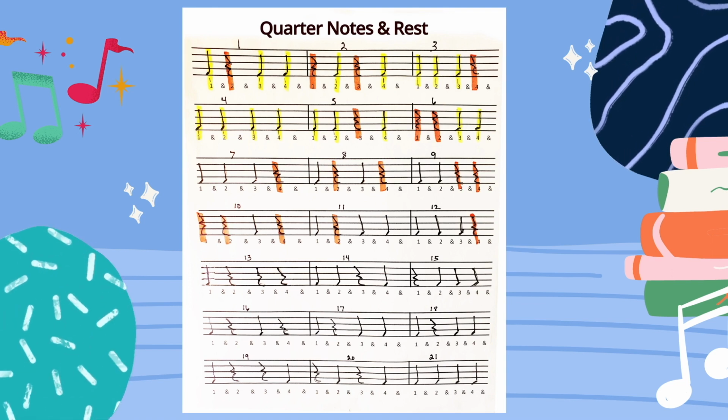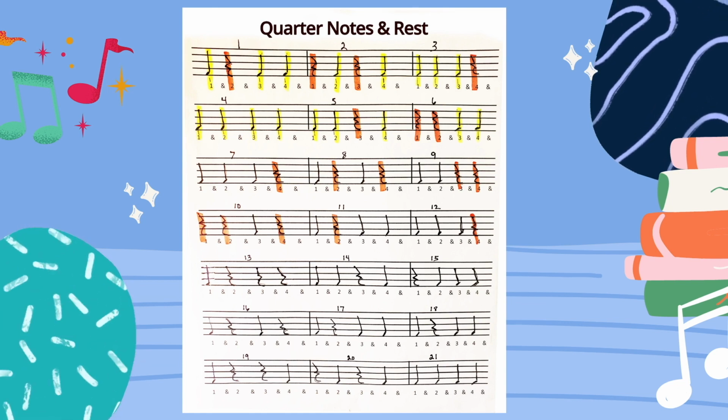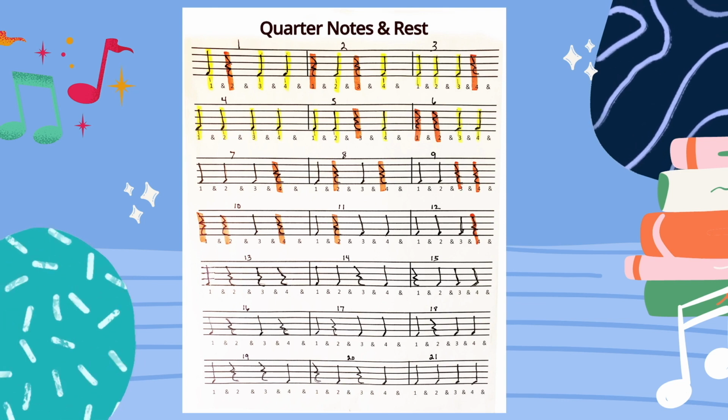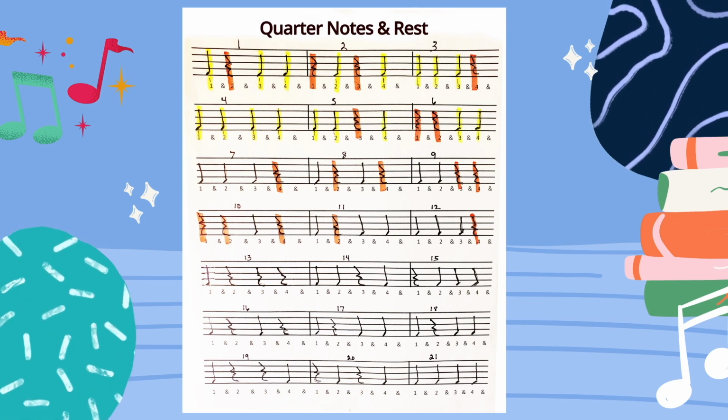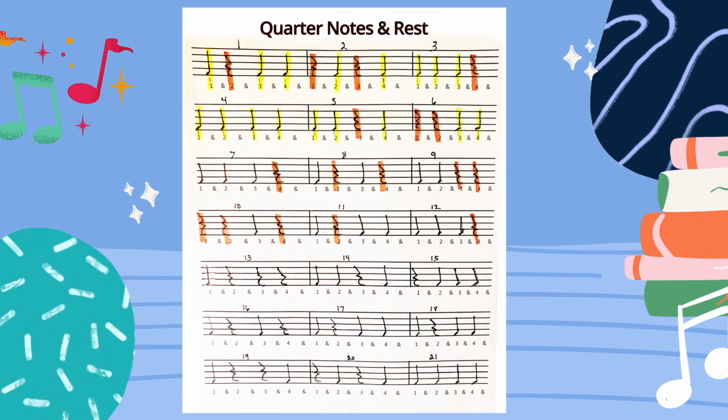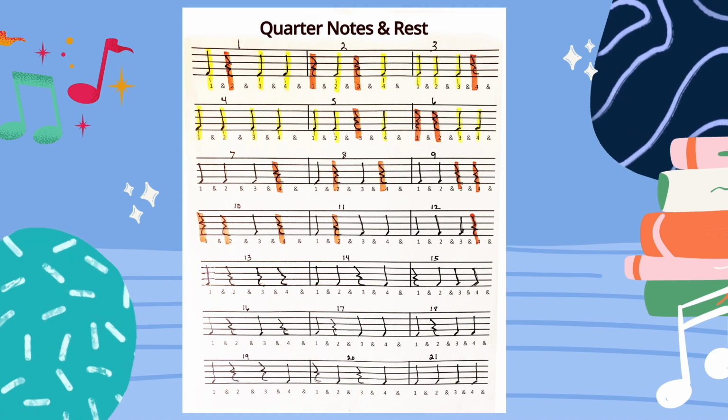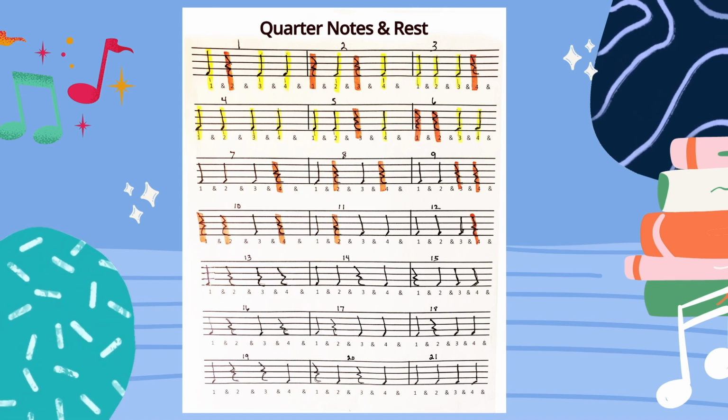You don't play on rest, okay? So we play on the note, but we don't play on rest. Just to give you an example, a quarter note would be 1 and, 1 and. So if I did 2 quarter notes and 1 quarter rest, it would be 1 and 2 and 3 and. Because I didn't play on the rest, but I still counted.